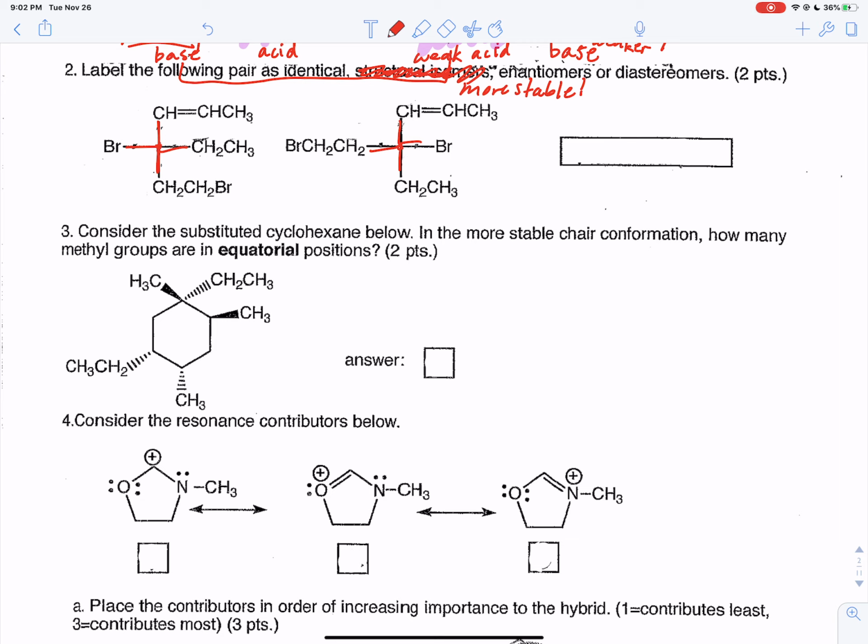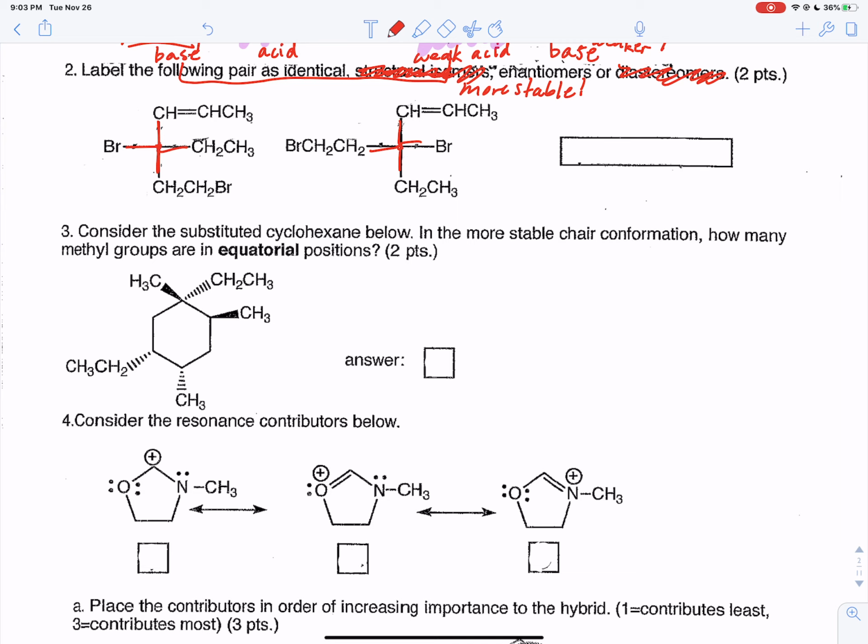So which one of these other answer choices can we knock out right away? Diastereomers, because for diastereomers you need more than one chiral center, and we don't have that. So let's knock it out. We got it down to two. We have to pick identical or enantiomer.